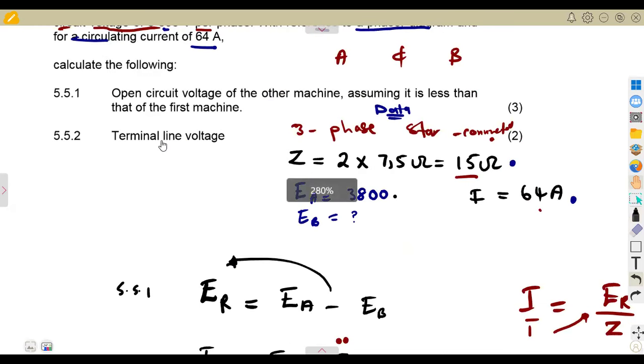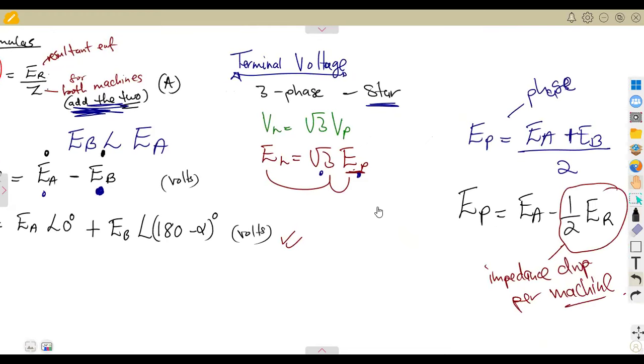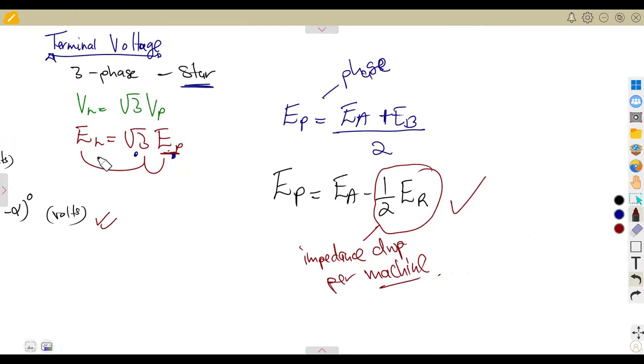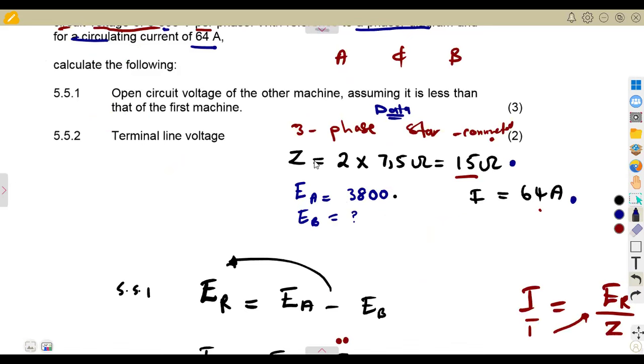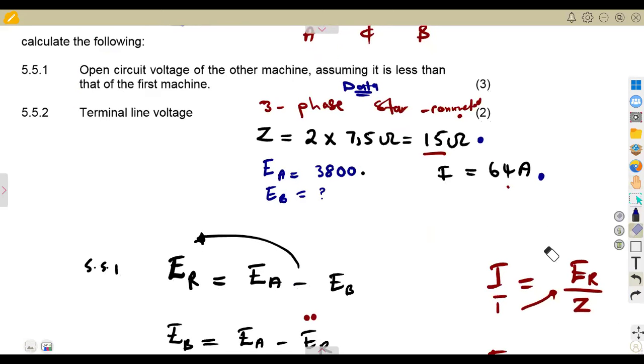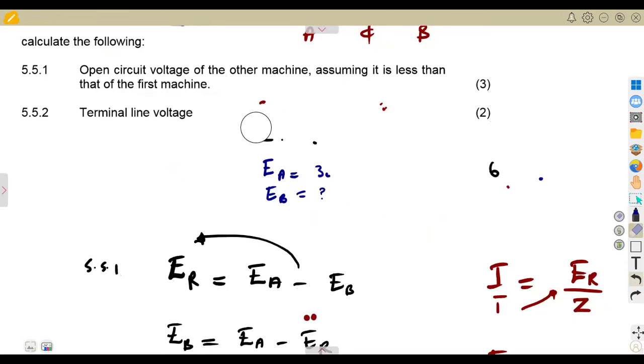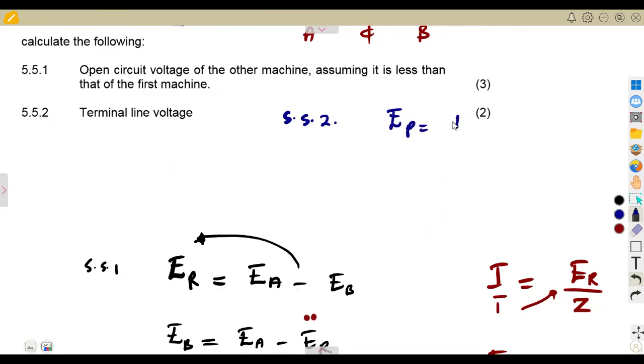Then the terminal voltage, since we are given also this, you can consider the terminal voltage. Remember the three phase. So this is not going to change to calculate EL, which is the terminal voltage. But this time, we are not given those polar form or rectangular form considerations. Just take your EA plus EB over 2. They are just direct, we do not have an angle to be considered to be added. So that will be the best to use. So for the terminal voltage, you first need to calculate EP. It's going to be best this time that we just use EA plus EB over 2. It's just direct.